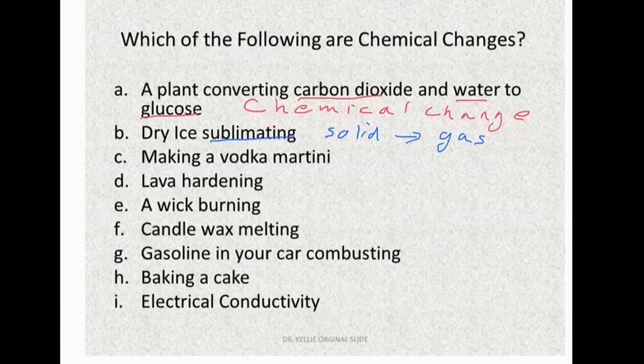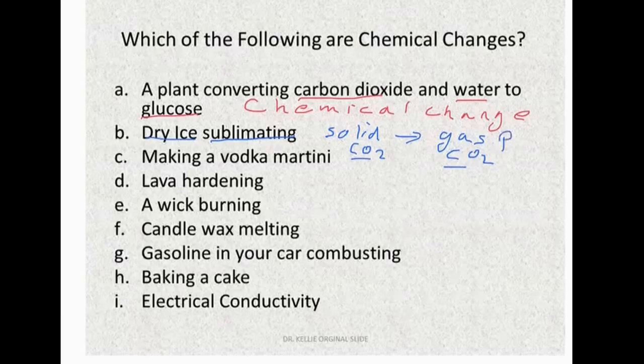Okay, so is sublimation a physical or a chemical process? It's a physical process. With our example of dry ice, in dry ice you have carbon dioxide as a solid going to carbon dioxide as a gas. But either way, it's still carbon dioxide. So it's a physical change.